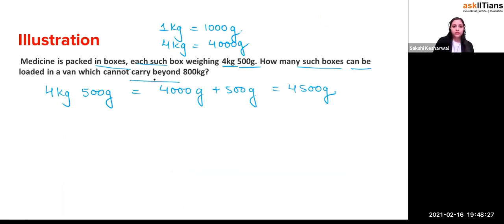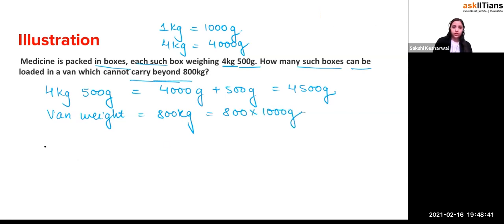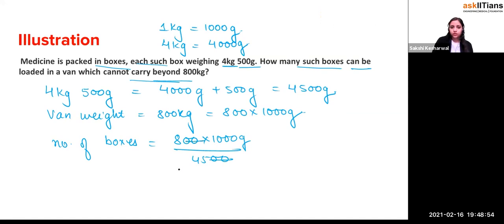The van weight is how much, beta? It is equal to 800 kgs, right? Which is equals to 800 into 1000 grams, yes or no, right? So the number of boxes will be equals to 800 into 1000 grams divided by 4500 grams. So this 0 and this 0 cancel. So it will be 8000 divided by 45. What you do now, you do the division by 5 and division by 5, which is equals to 1600 upon 9, right?